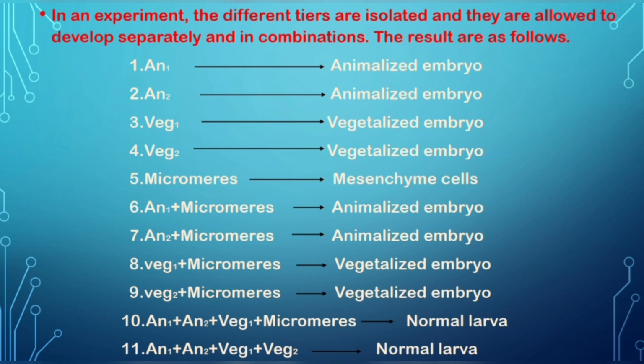The vegetalized 1 alone develops into a vegetalized embryo. Again, the vegetalized 2 alone develops into a vegetalized embryo. The micromeres develop into mesenchyme cells.